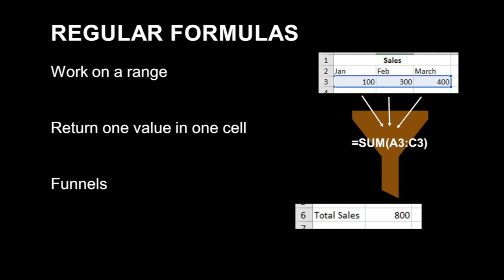So let's think about this. Over on the right, we have a series of values that I want to sum up. So it's January, February, and March sales. You can think of that range, these three values, as kind of going into a funnel. And that funnel operation is the sum. So it's taking 3 and condensing it down to one value. So that's 800, and that's the sum of it.